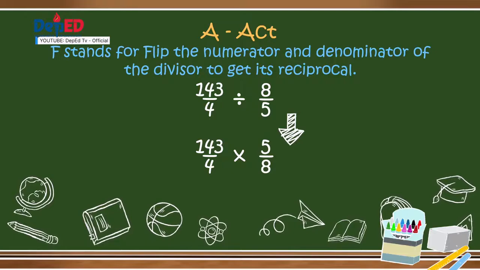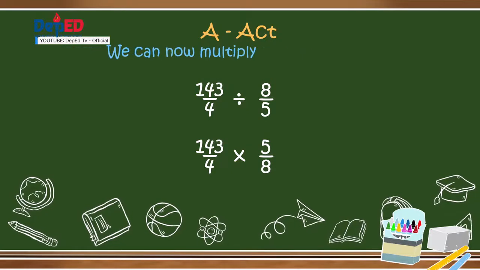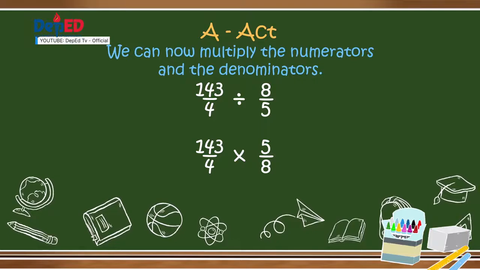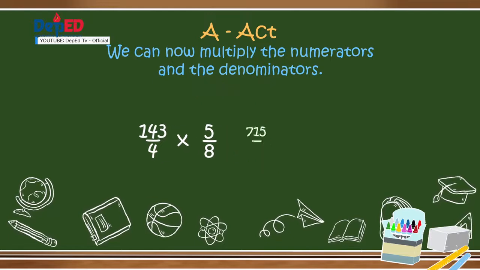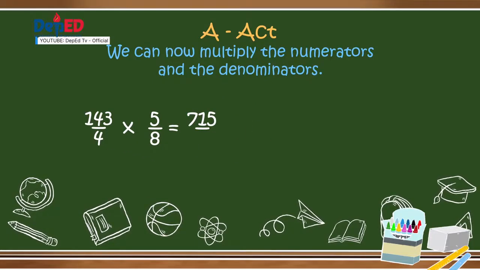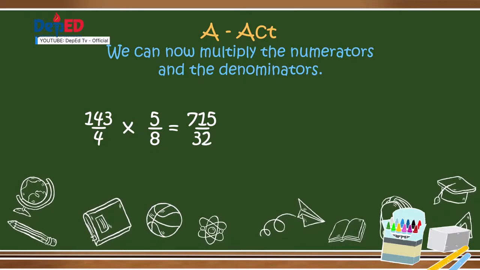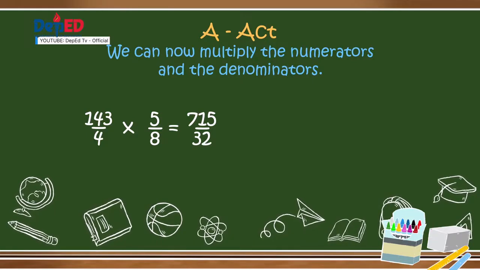Since we cannot apply the cancellation method because there is no possible pair of numerator and denominator to be cancelled or reduced, we can now multiply the numerators and the denominators. 143 times 5 equals 715. 4 times 8 equals 32. We have 715 over 32.